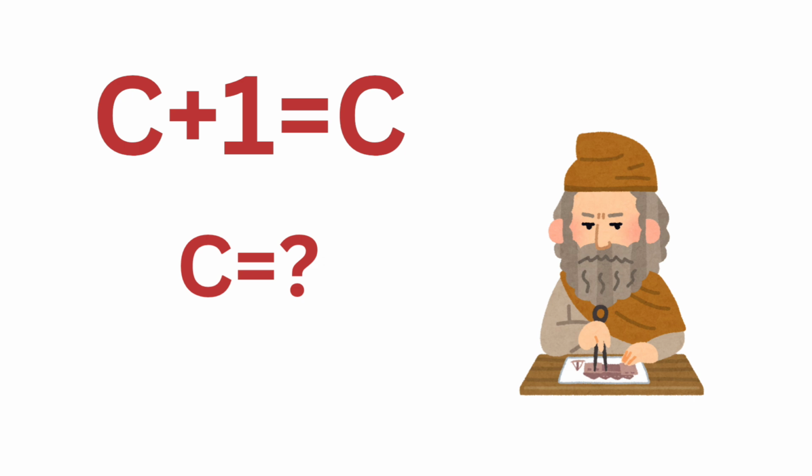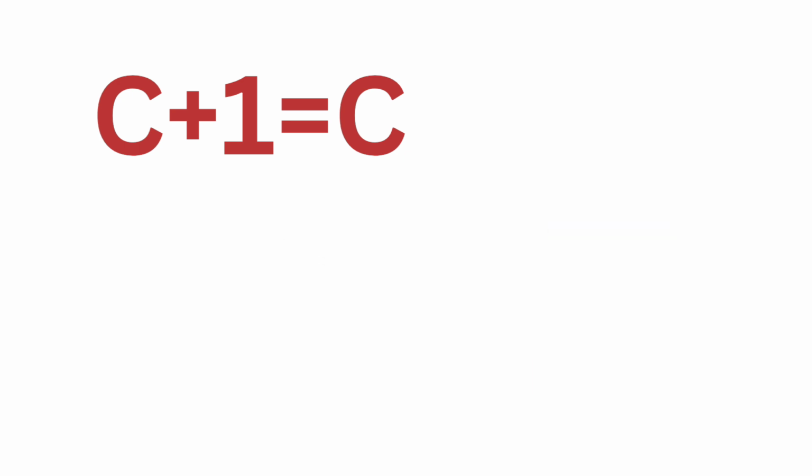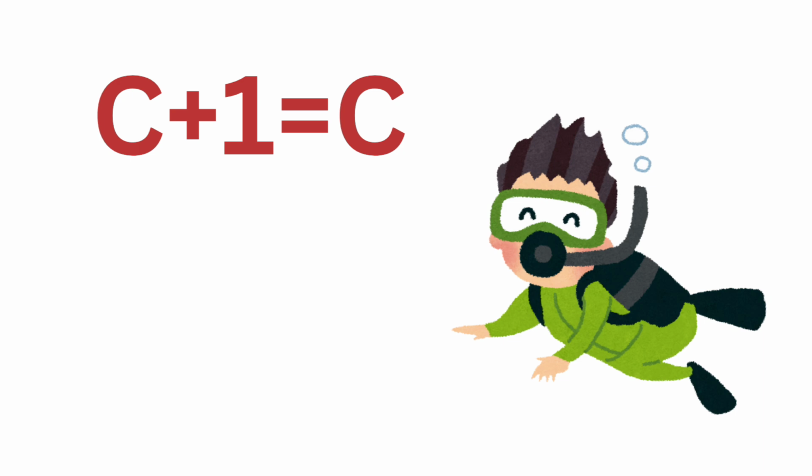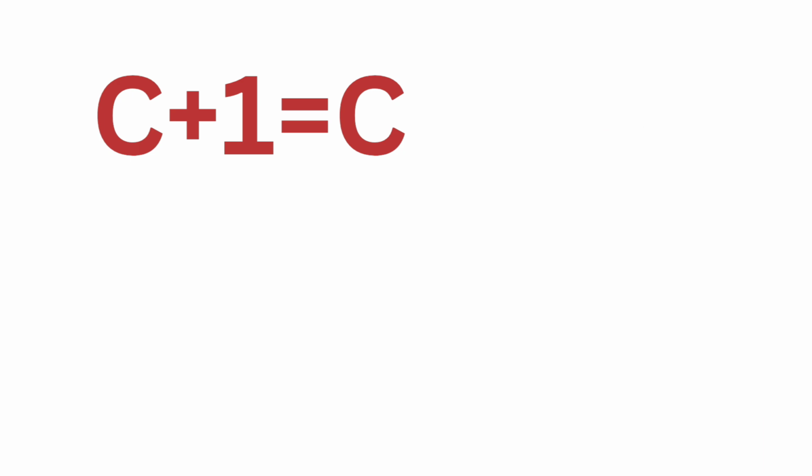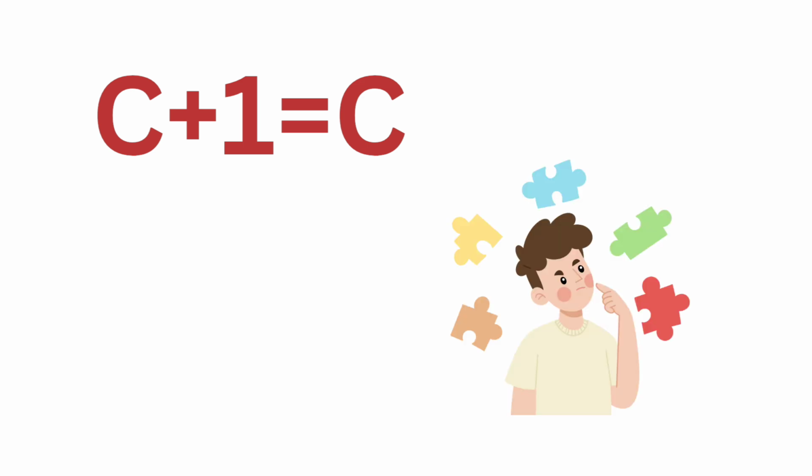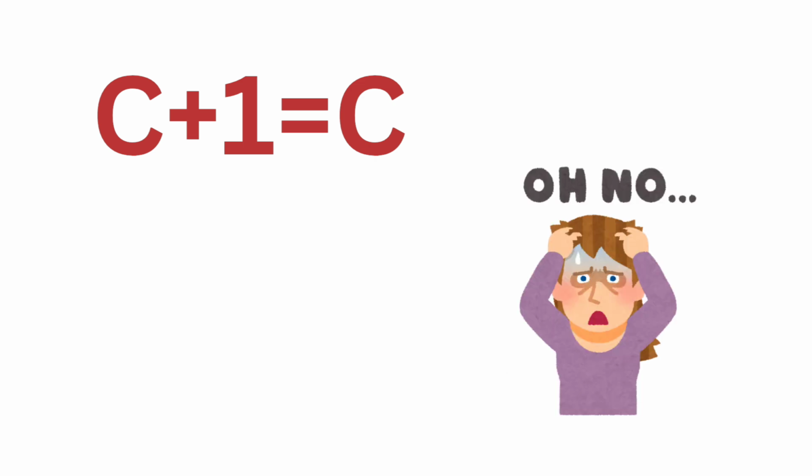Today we are diving into a mathematical mystery. Diving into our superstitious mathematical equation c plus 1 is equal to c. Some mathematical problems will have solutions, but some problems won't have solutions. C plus 1 is equal to c. We have to find the c value. Let's do it in two different methods.